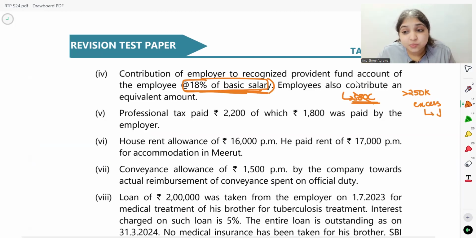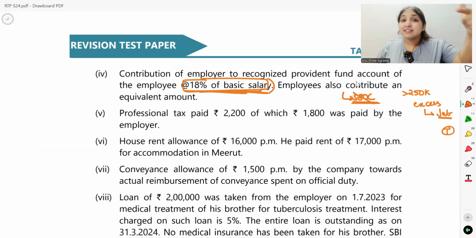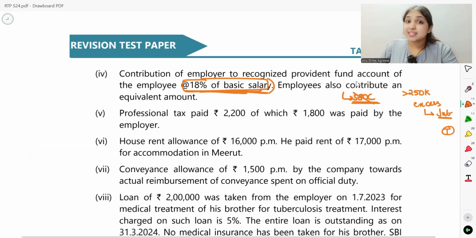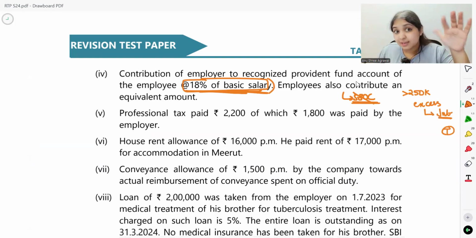On this excess, what is the interest earned? This interest is going to be taxable. Yes, for employer's contribution, we'll see if it is more than 7,50,000. If it is more than 7,50,000, the excess is also taxable. Interest on the excess is also taxable, isn't it?